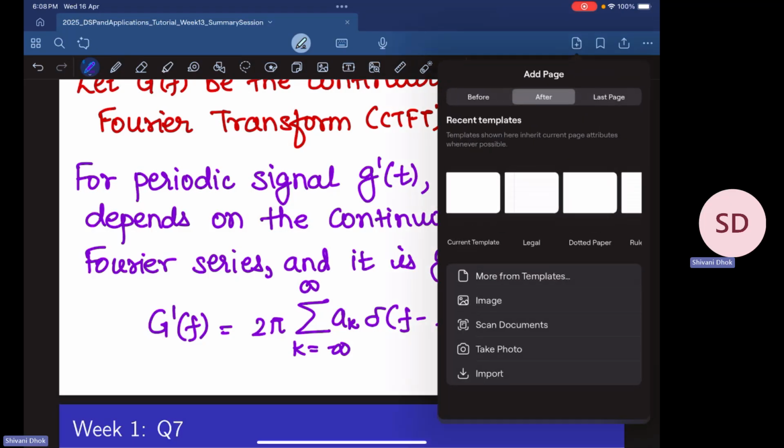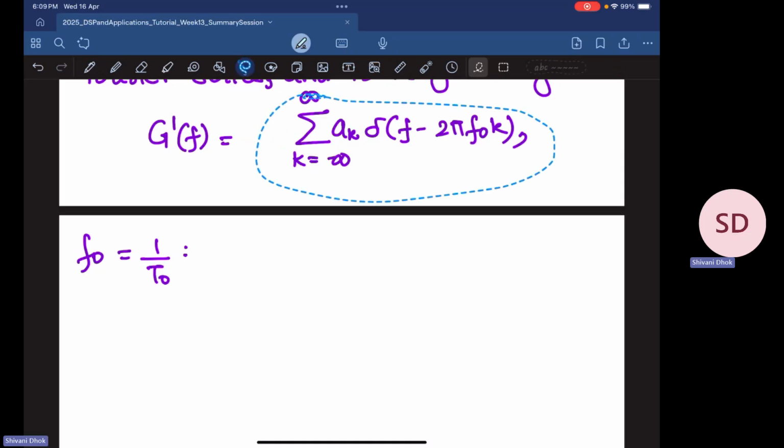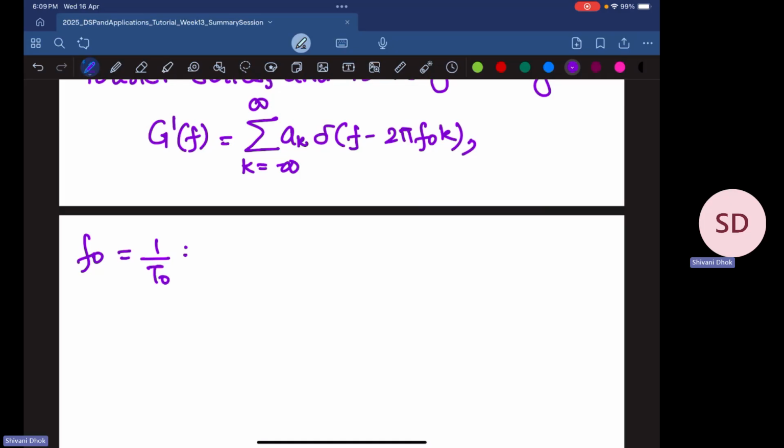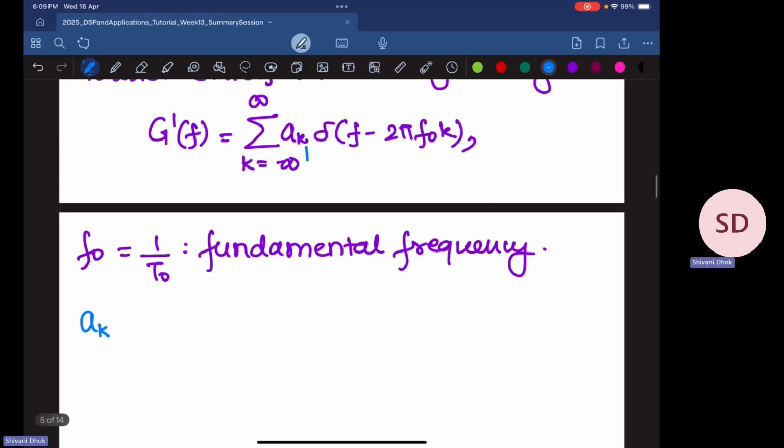And what is this f naught? f naught is 1 over t naught, so there won't be a 2 pi here, sorry. It's like this, where this f naught is 1 over t naught, which is the fundamental frequency. Okay, so now let us find the a_k's. The a_k's are the CTFS, or continuous time Fourier series coefficients.